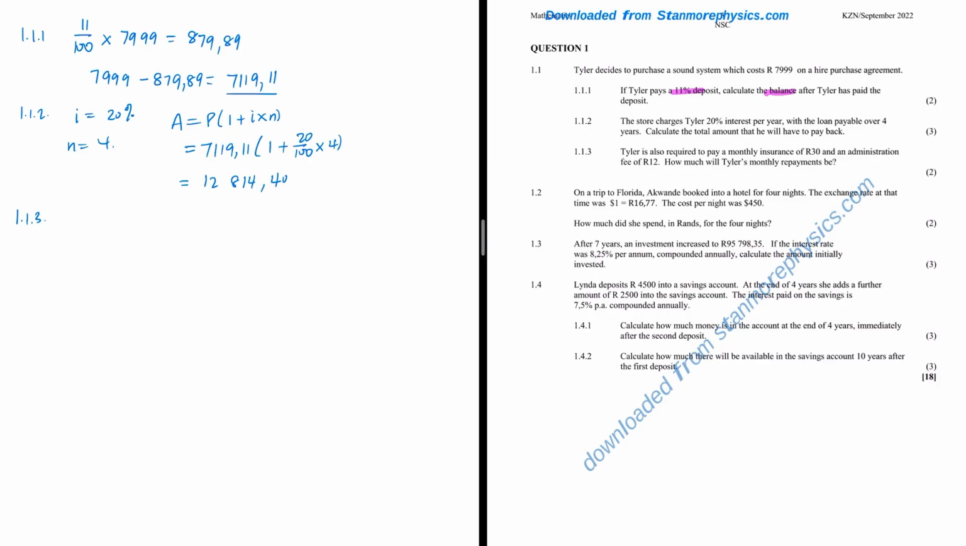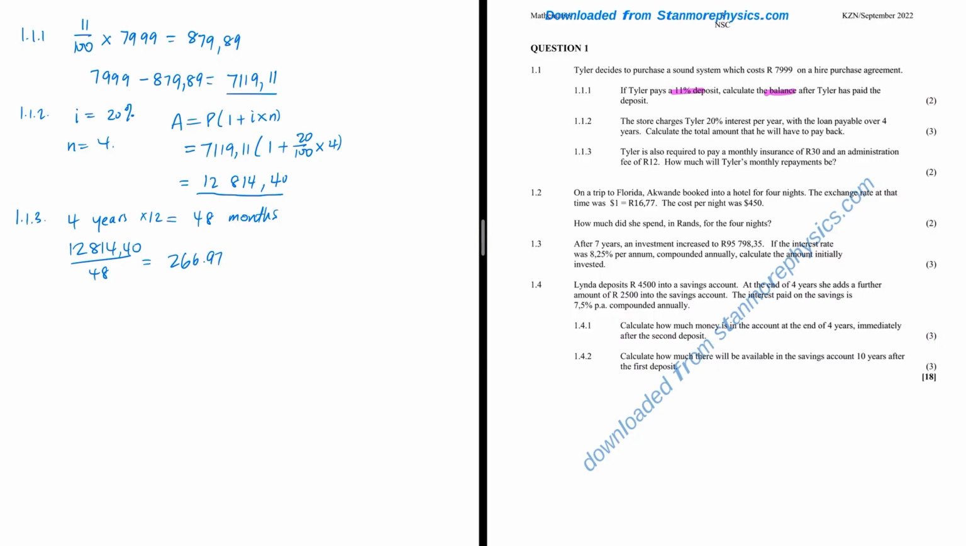Question 1.1.3 reads, Tyler is also required to pay a monthly insurance of 30 Rand and an administration fee of 12 Rand. How much will Tyler's monthly payments be? So this amount that Tyler is paying back, the 12,814 Rand, that's going to be over 4 years. Now, 4 years times 12 is going to equal 48 months. So what we need to do is figure out if Tyler is paying that amount back, how much is that monthly? So 12,814 Rand and 40 cents divided by the 48 months. That's equal to 266 Rand and 97 cents.